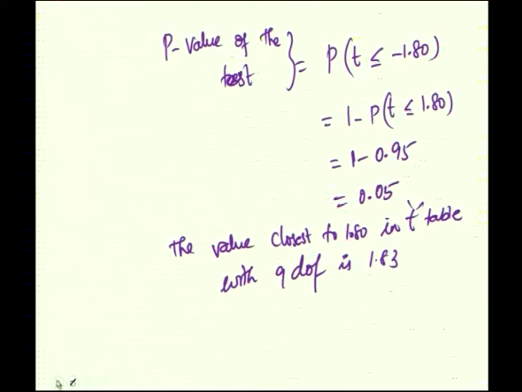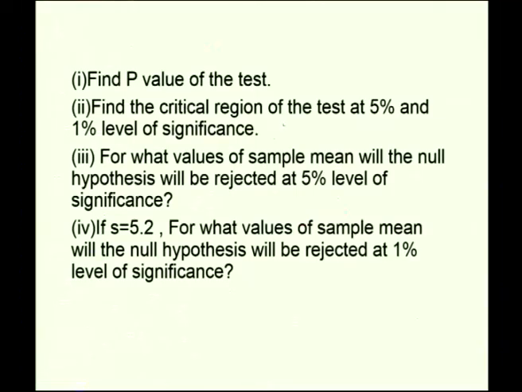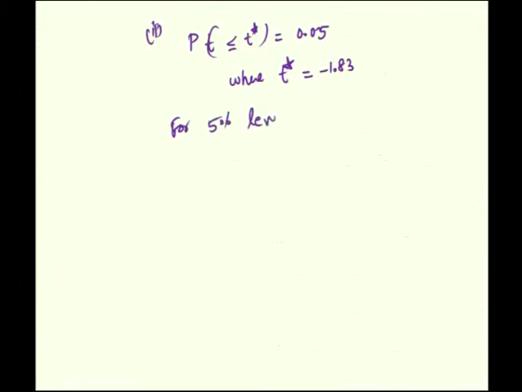Next we find the critical region. The second question is to find the critical region of the test at 5% and 1% level of significance, right? The second subdivision is to find the critical region. We have P of t less than or equal to t star is equal to 0.05, and we found that t star is equal to minus 1.83, isn't it? So, the critical region is all values, for 5% level of significance.